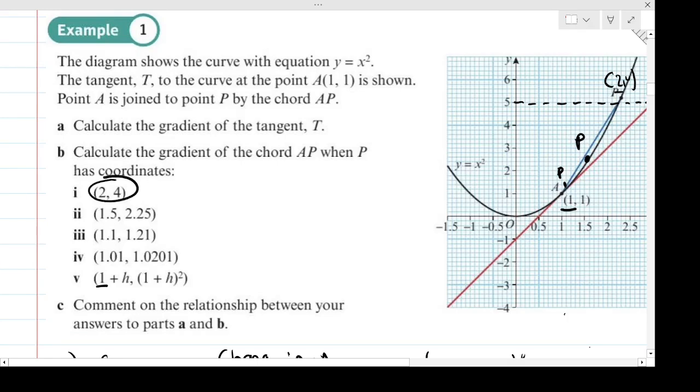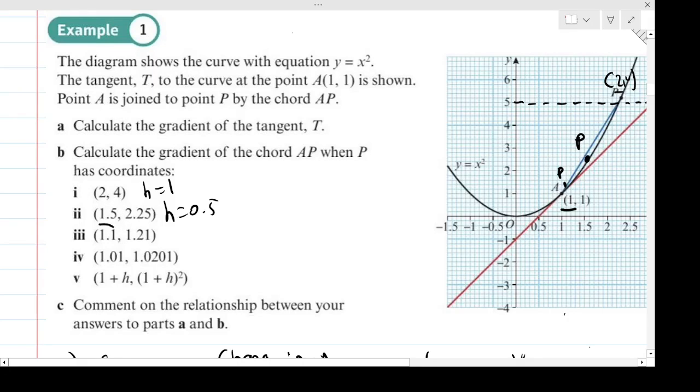So in part 1, h would be 1. In part 2, I've now gone to 1.5, so P has moved to 1.5 here. So now h is only 0.5, okay? As I'm starting at 1 and adding an extra amount, that extra amount from 1 to 1.5 would be 0.5.